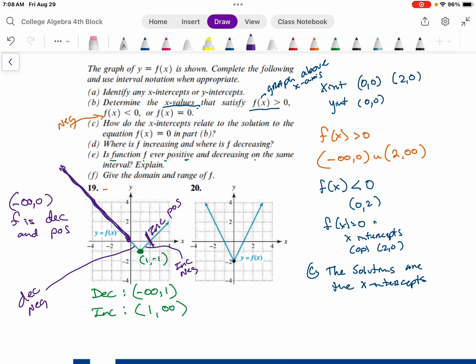Now they asked us to do the domain and range of f. As we look at the picture, it is an absolute value equation, and in this case, my domain is negative infinity to positive infinity. My range, well, it's not everything, because we notice it doesn't go past this y value, so it is from negative 1 to infinity because it points up to the sky.